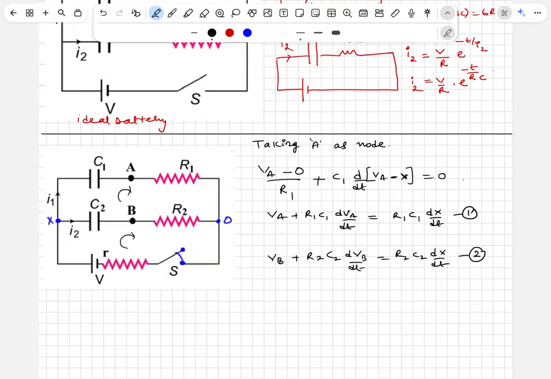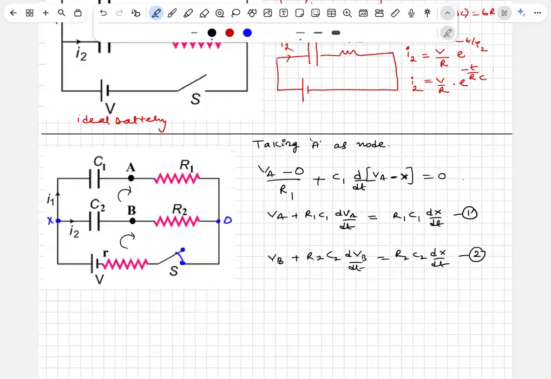See, this will become easy only when R1 C1 is equal to R2 C2. Otherwise, this is complicated. So usually, on most occasions, they will give you that condition only. Otherwise, explore from here. Unknowns are X, VA, VB. You require one more equation and then you will solve it.